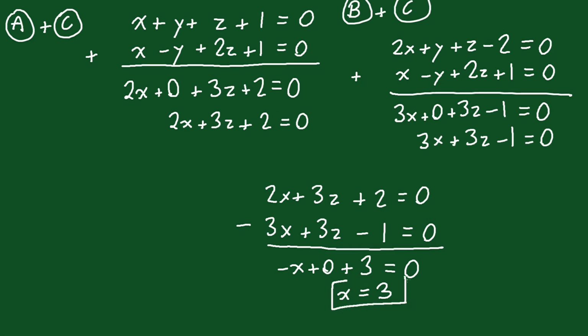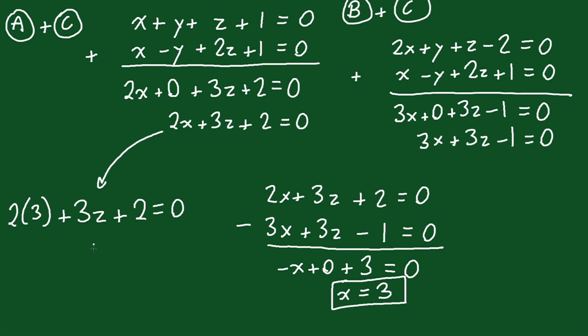So I've solved for my first value between x, y, and z. I got x. Now let's solve for z. I already have equations that have z and x in them. Let's use this one here. So 2 times x, which is 3, plus 3z plus 2 is equal to 0. Let's solve for z. This will be 6 plus 2 is 8. Move it to the other side. 3z is equal to negative 8. In other words, z is equal to negative 8 over 3. So I now have my z value as well.